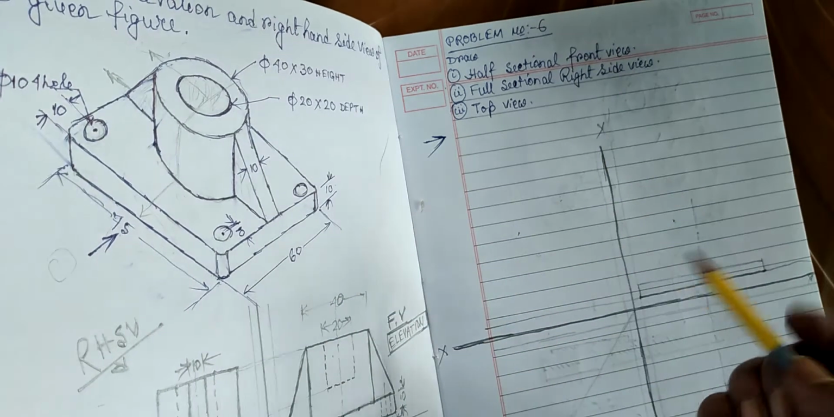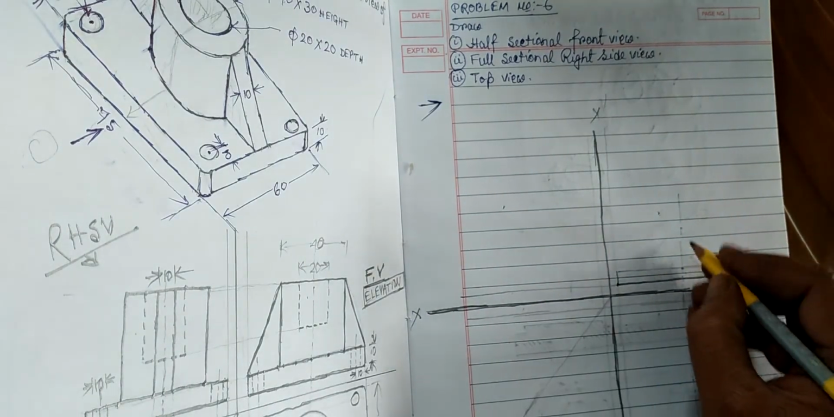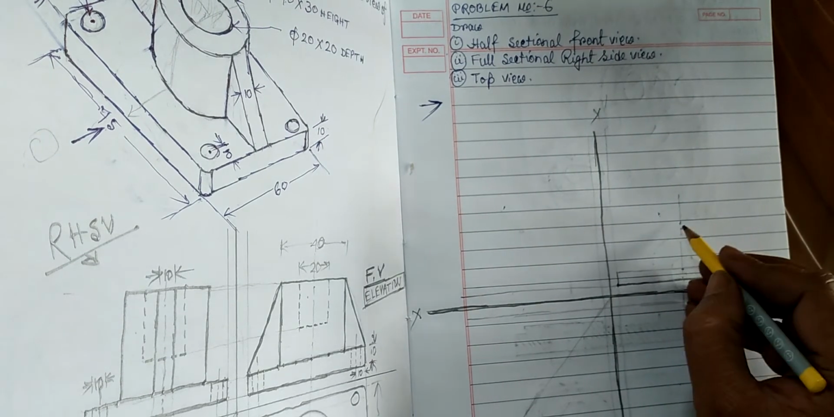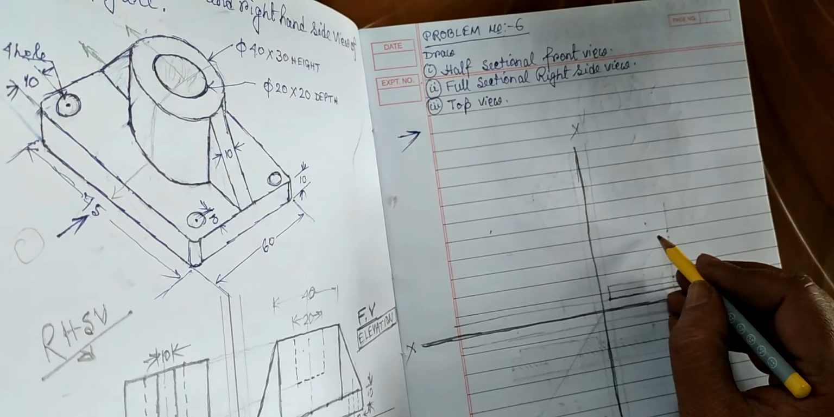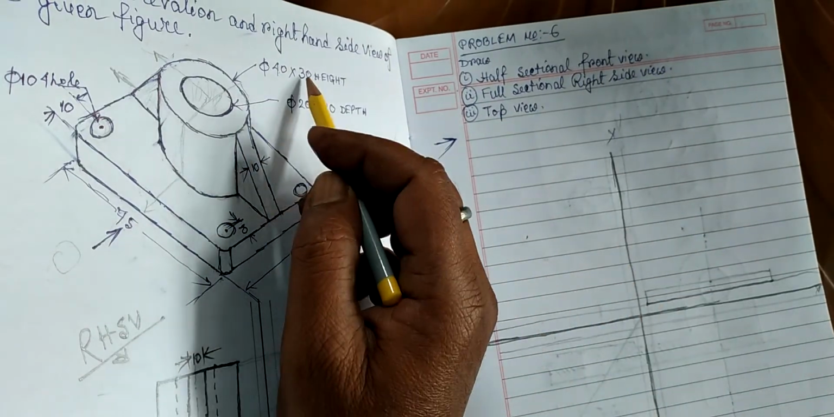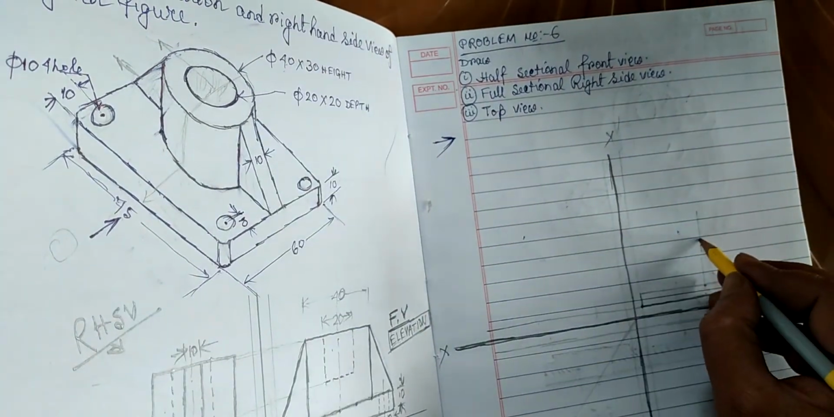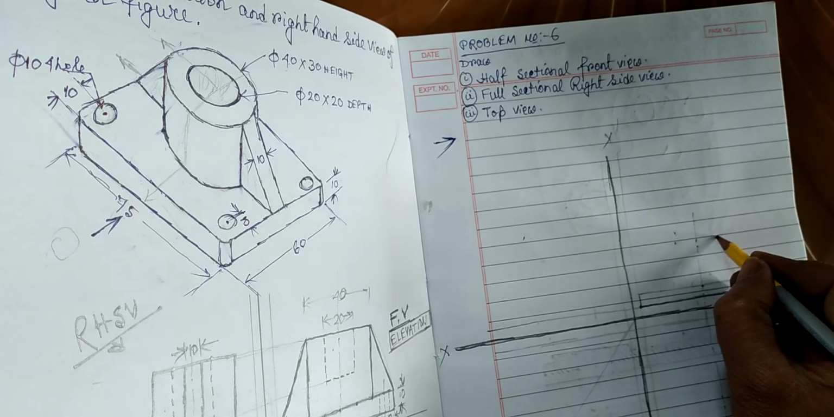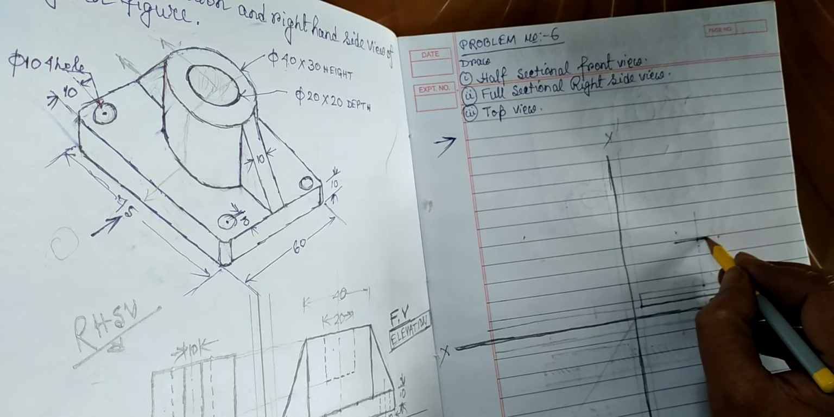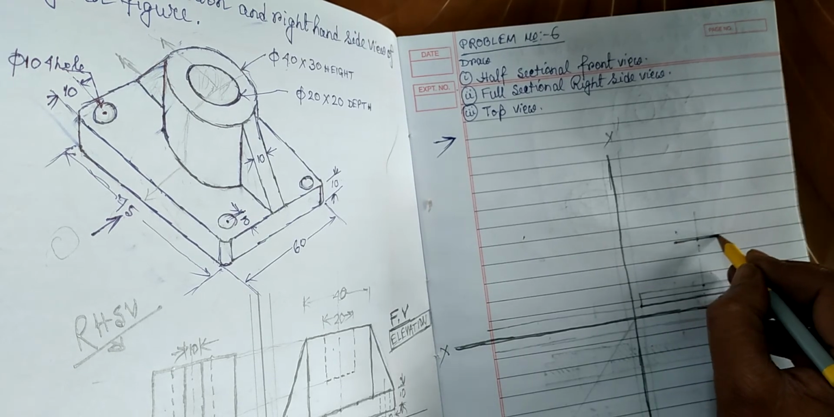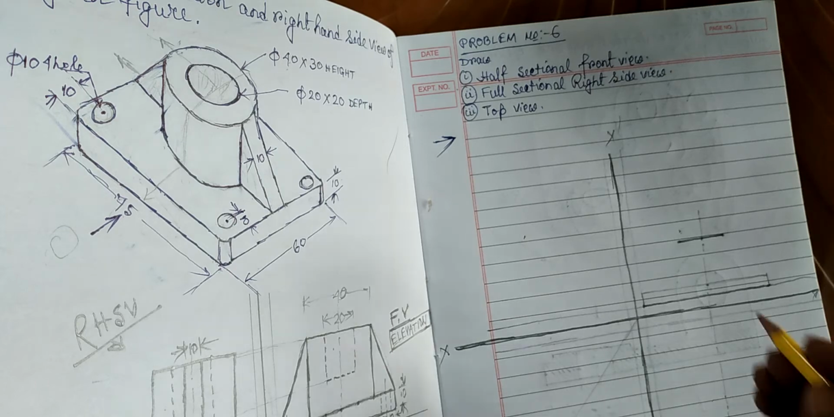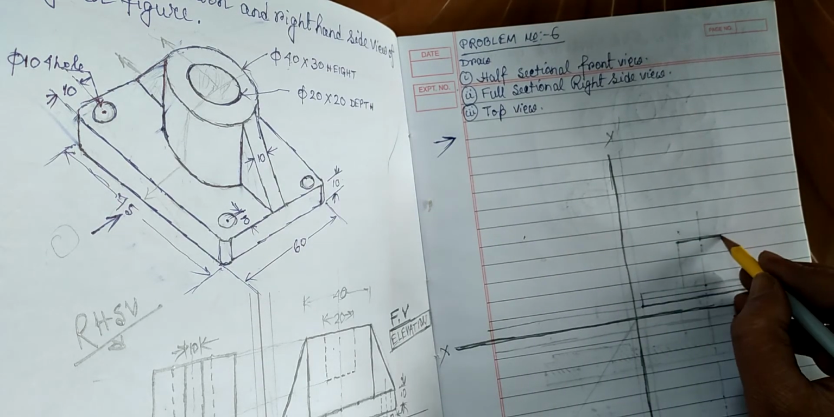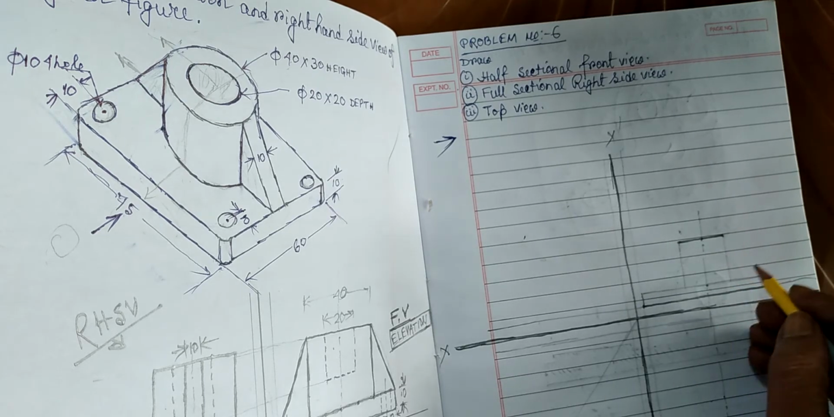So take 30 millimeter from here. Suppose this up to this point, from here to here is 30 millimeter. And the diameter is given how much? Diameter is given 40. So take 40, 20 on this side and 20 on this side. So this is our 40 millimeter, and draw a horizontal line just like for the cylindrical.